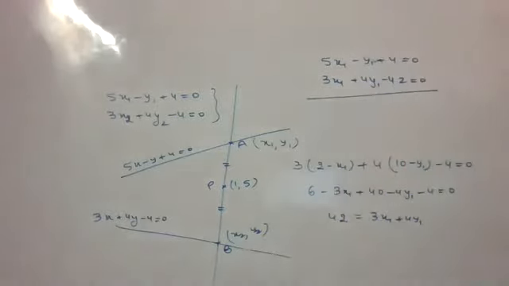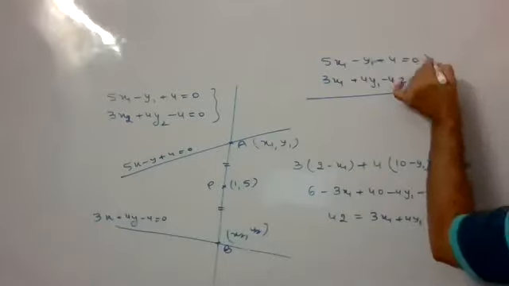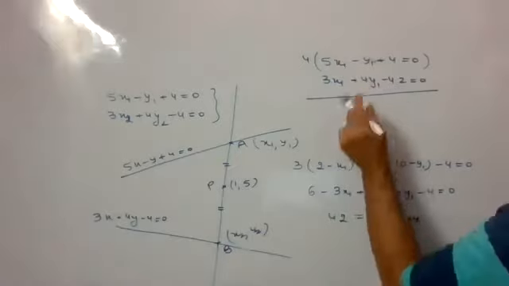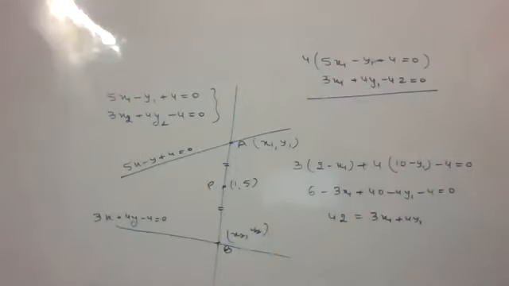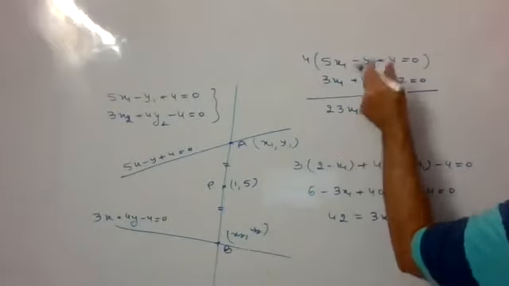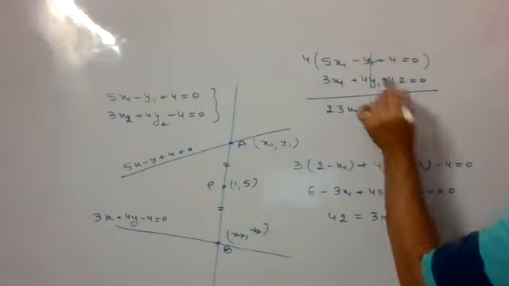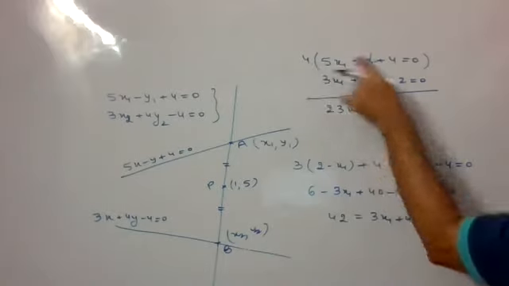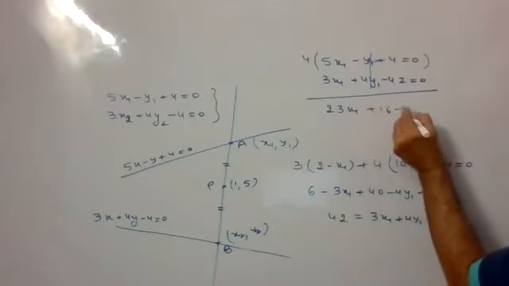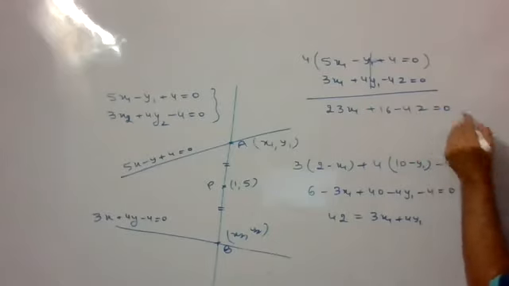Now we will simplify it. Multiply the upper equation by 4. Then when you add it, it will be 5 4s are 20 plus 3, so 23x1. This will get cancelled, right? Both these terms will cancel. Then it will be 16 minus 42 is coming 0.